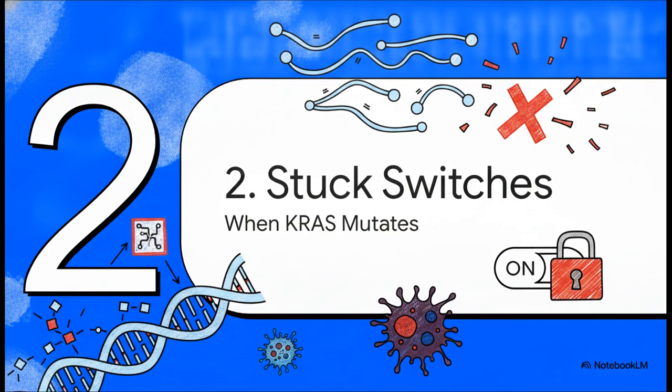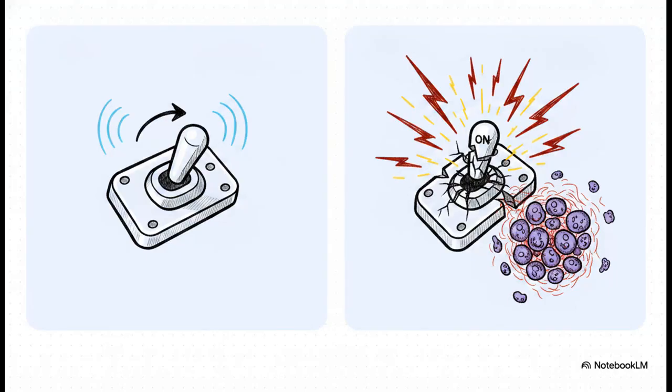Section 2. When switches get stuck. So, what happens when a genetic mutation introduces a major glitch into this beautiful, balanced system? In healthy cells, as we just saw, the cycle neatly alternates between off and on. But in cancerous cells, mutations occur, and they most frequently happen at very specific locations called codons 12, 13, or 61. These mutations physically alter the KRAS protein in a way that those GAP helper proteins we just talked about can't do their job anymore.